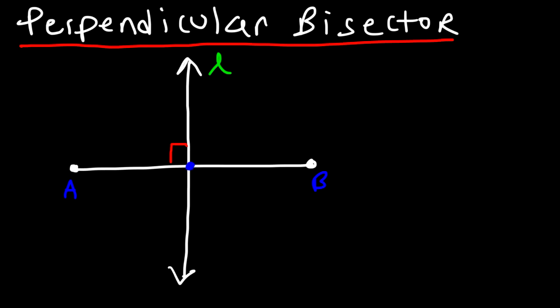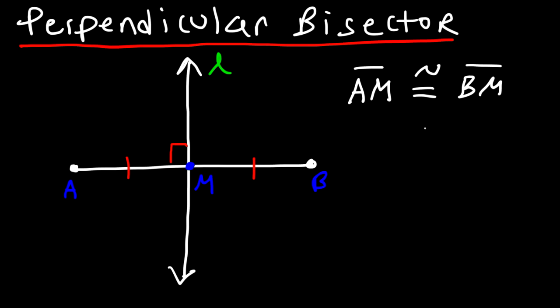So if we draw another point, we'll call it point M. M is the midpoint of segment AB. So a perpendicular bisector forms right angles with the segment that it intersects, and at the same time, it also bisects the segment into two congruent parts. So when dealing with perpendicular bisectors, you can say things like segment AM is congruent to segment BM. You can also say that M is a midpoint.